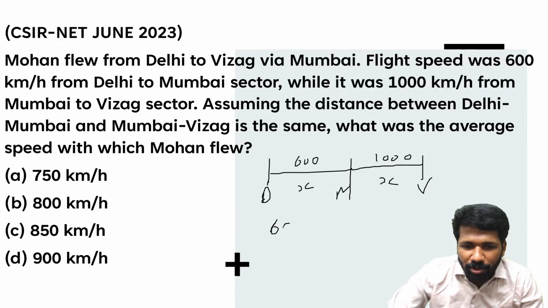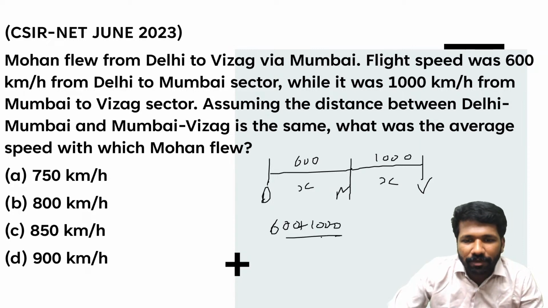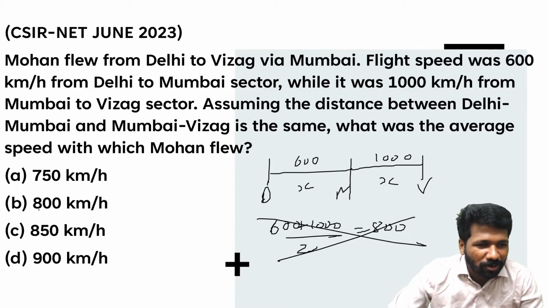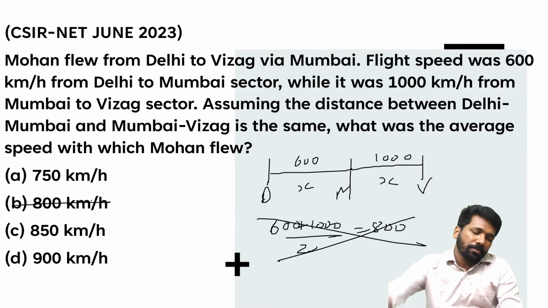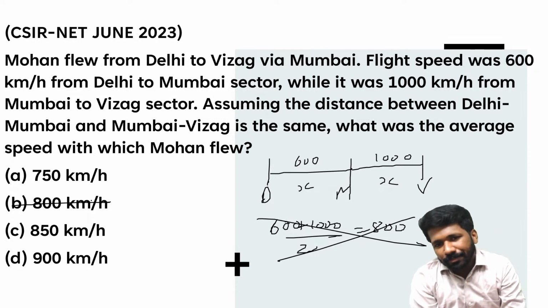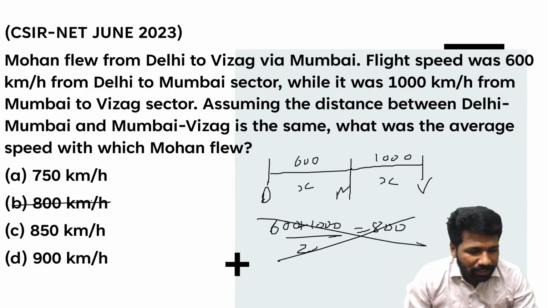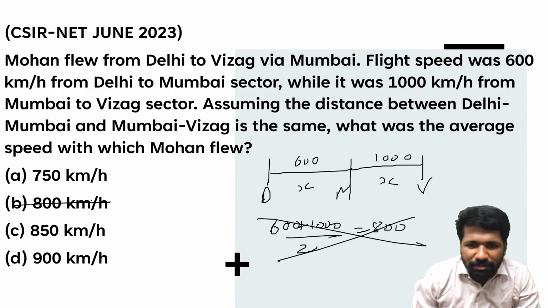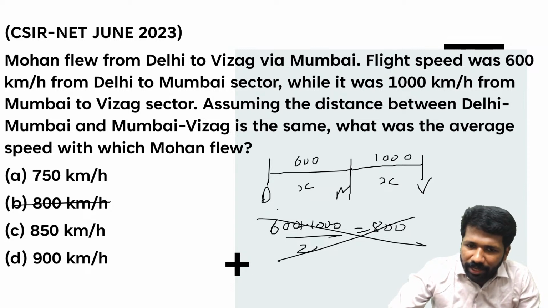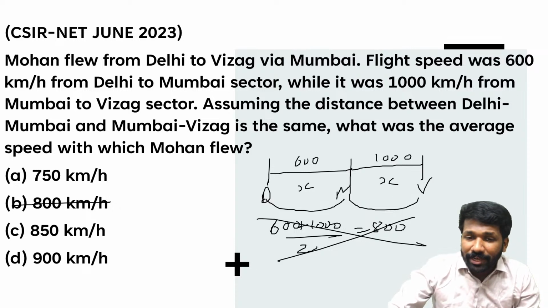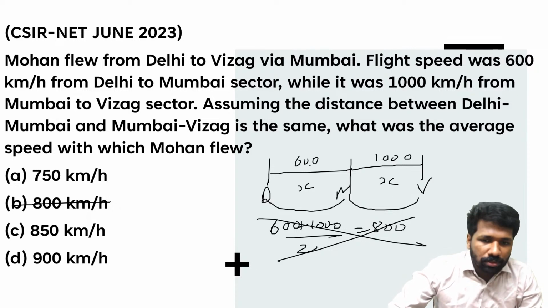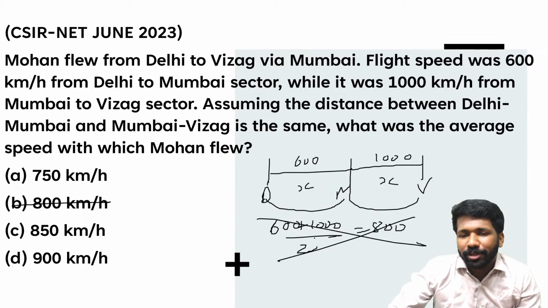Some people do this question wrongly, like this: 600 plus 1000 divided by 2. That is 800. That is totally wrong. Yeah, some of you here also got 800. That is wrong. Options will also be there 800. Why is it wrong? In the average chapter, do you remember I taught you about batch average? That is the reason. Here the weightages matter. We don't know the time taken for the distance Delhi to Mumbai and Mumbai to Vizag. If the time was the same, you can do speed 1 plus speed 2 by 2. If the time is different, you cannot do that.